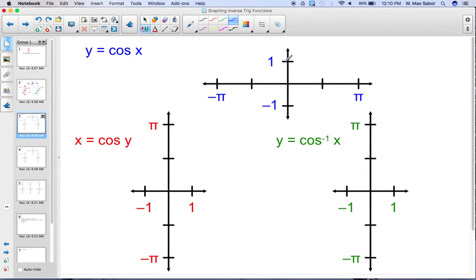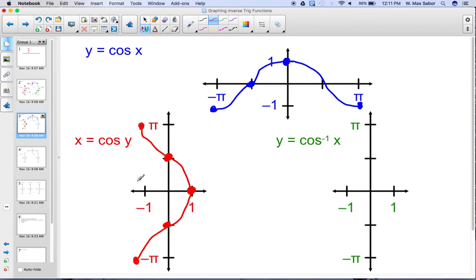Let's do cosine now. Cosine starts at a maximum, goes to equilibrium and then a minimum. In the other direction, it goes to equilibrium, then minimum. So if we reflect that over a diagonal, we'll be switching x and y. So 0, 1 becomes 1, 0. Here are our points. So hopefully you agree that this is what x equals cosine of y would look like.